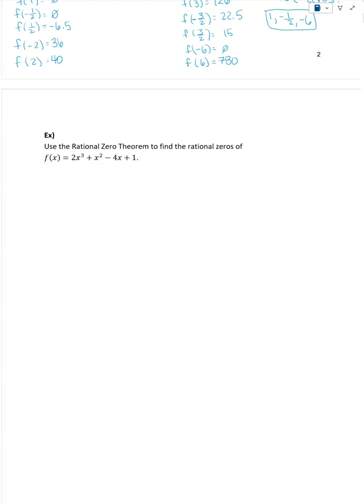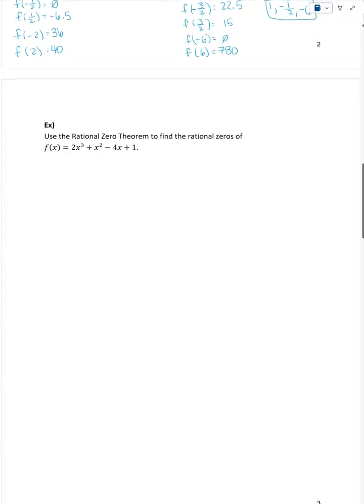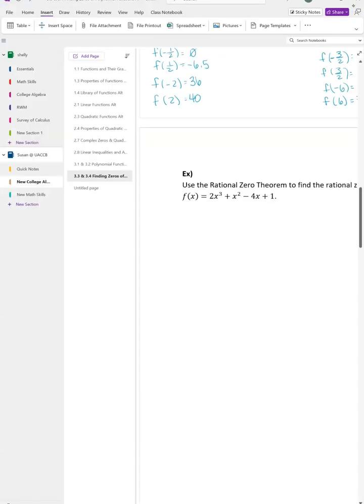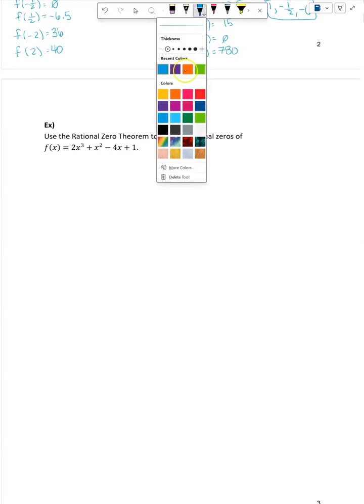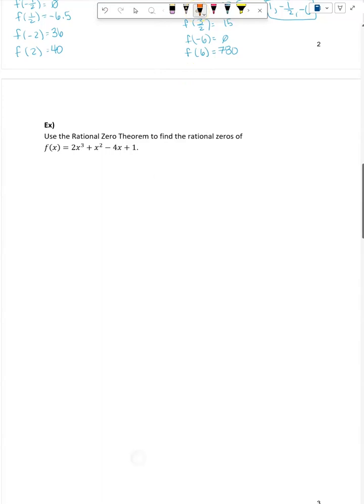So now let's use the rational zero theorem to find the rational zeros of 2x cubed plus x squared minus 4x plus 1. On this one, our P is 1 and our Q is 2. So we have plus minus 1, and this is plus minus 1 and plus minus 2.